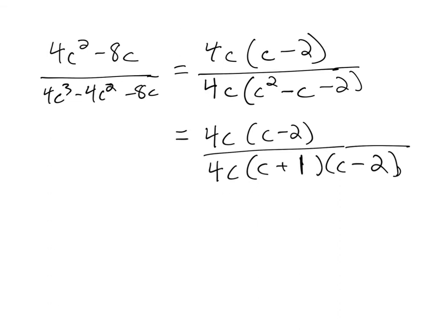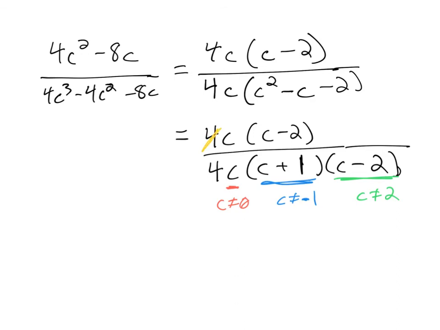And we can start to simplify, but before we simplify, let's look ahead and see what the restrictions are going to be. So c implies that we cannot have c equal to 0. This factor of c plus 1 implies that c cannot be equal to negative 1, otherwise that factor becomes 0. And finally, c minus 2 implies c cannot be equal to 2, otherwise that factor will become 0. So now that we've identified each of these restrictions, we can start to simplify.